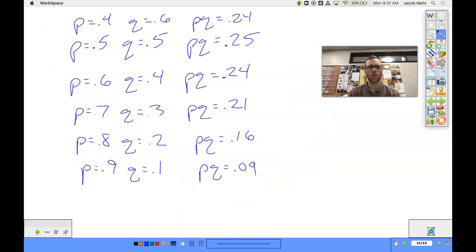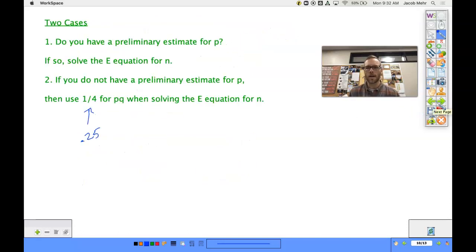And what I did on this page is I looked at a lot of different possibilities, right? If P is 0.4, then Q is 0.6, and P times Q is 0.24. If P was 0.5, then Q would be 0.5, and P times Q would be 0.25. And notice as I increase P, I'm decreasing Q, and I look through all these scenarios. If P is 0.9, then Q is 0.1, P times Q is 0.09. Notice what's the biggest P times Q can be. If P and Q are complements, the biggest that it can be is 0.25. So we're going to use the biggest possibility for P times Q, 0.25, if we don't have a preliminary estimate.